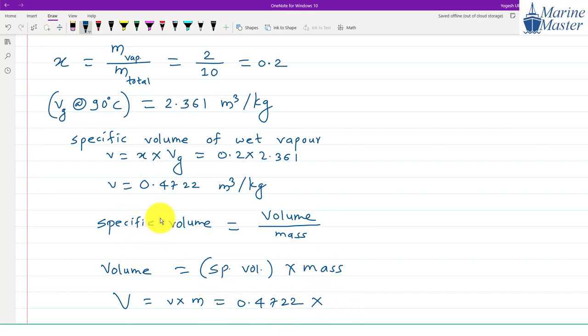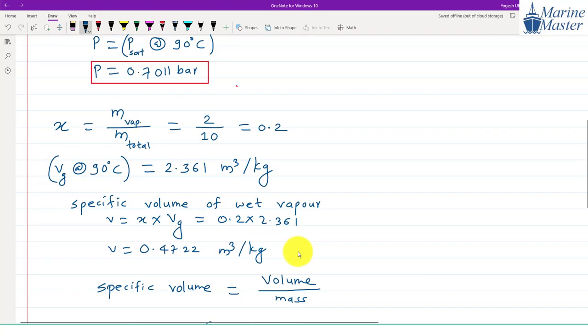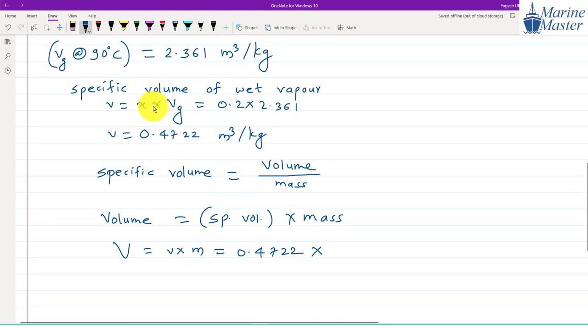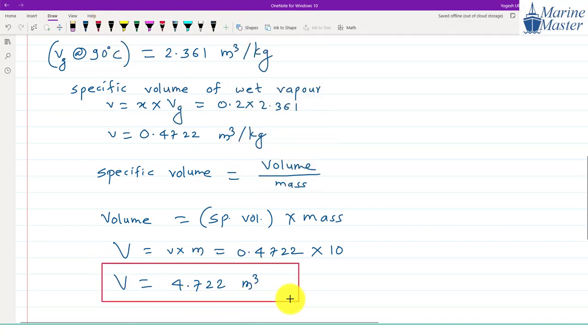Here we are calculating the volume of the tank, so we have to consider the total mass of the tank. We calculated the average specific volume. Mass is 10 kg, so the volume of the tank will become 4.722. As it is a volume, we should write only meter cube, not meter cube per kg. Meter cube per kg is for specific volume, and they are asking only volume in this question.